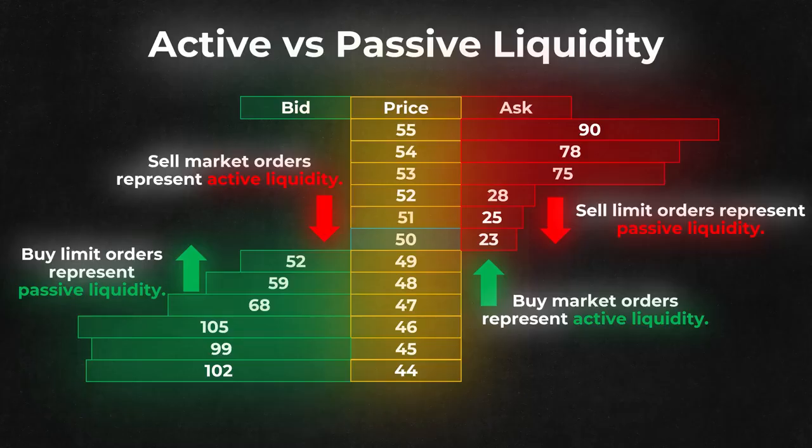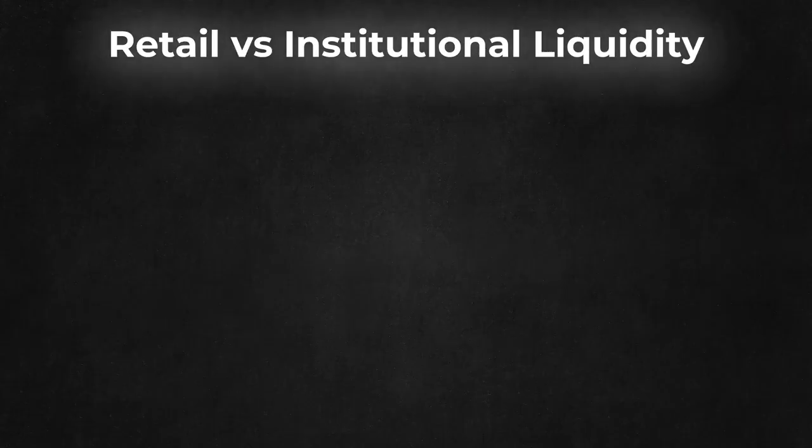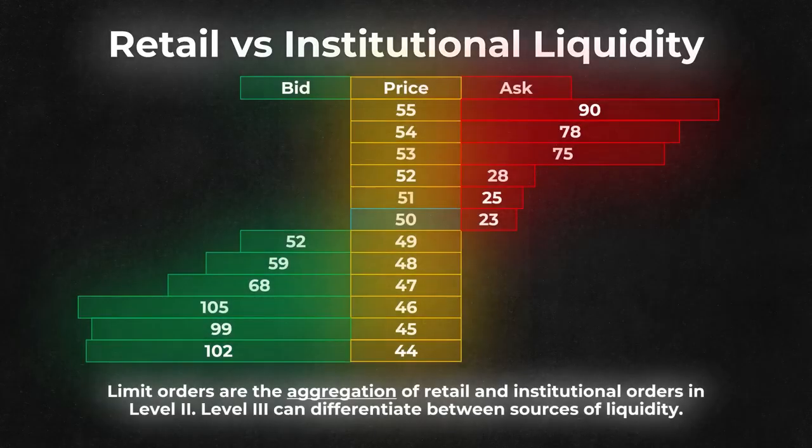Liquidity can come from the retail side or from the institutional side. For example, the limit orders you see in the order book or DOM are an aggregation of limit orders coming from retail traders and from institutional traders. The same happens with active liquidity. There are market orders that come from retail traders and market orders that come from institutional traders. So both retail and institutional liquidity can be active and passive.